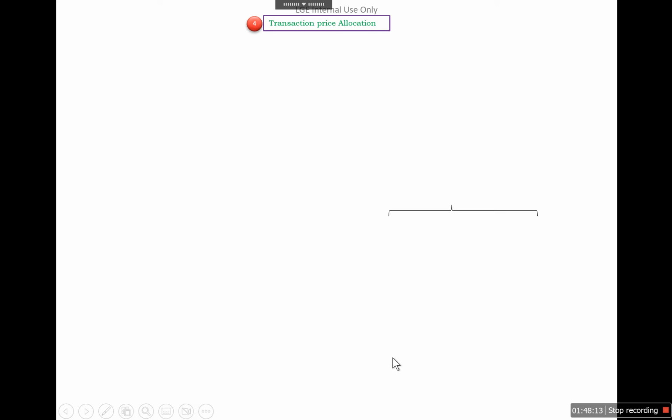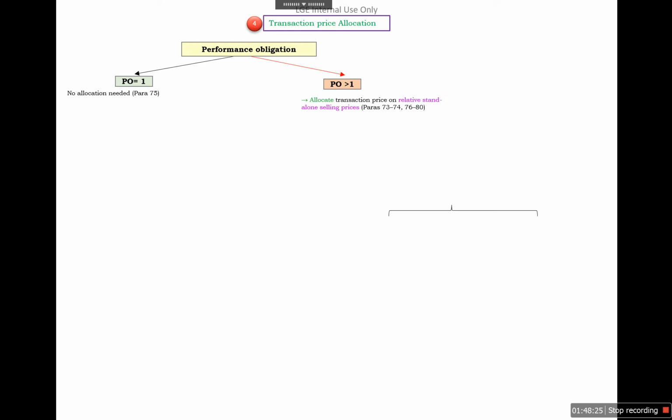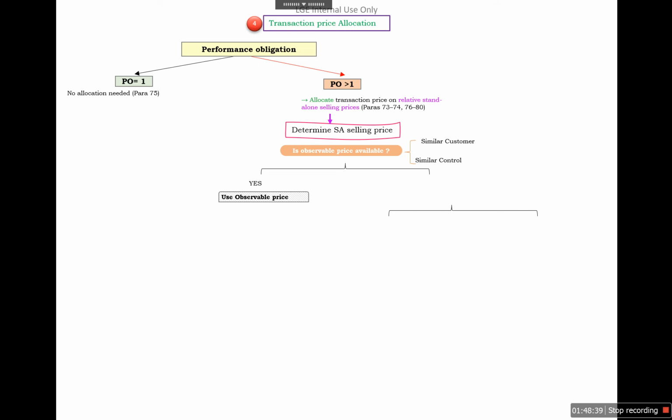Next is transaction price allocation. So if there is one performance obligation, there will not be allocation required. But if there is more than one performance obligation, then we need to allocate the transaction price on a relative standalone selling price basis. And we need to determine the standalone selling price. If an observable price is available based on similar customers or similar goods, then we need to use the observable price.